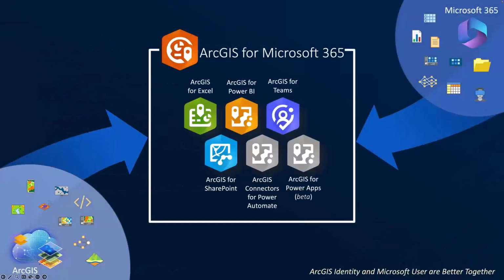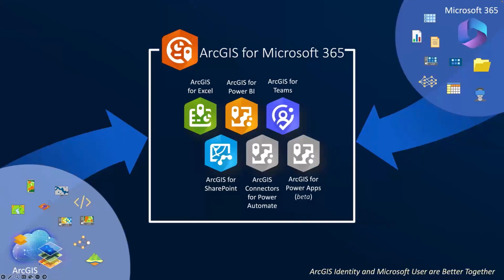So one of the things to just kind of wrap up with is, except for the ArcGIS for Power Apps, which is in a private beta right now, all of these components are available to everybody. There are no additional licensing costs to access any of these capabilities. If you have an ArcGIS identity and you have a Microsoft user, you can bring them together and start to extend the reach of your geospatial professionals.